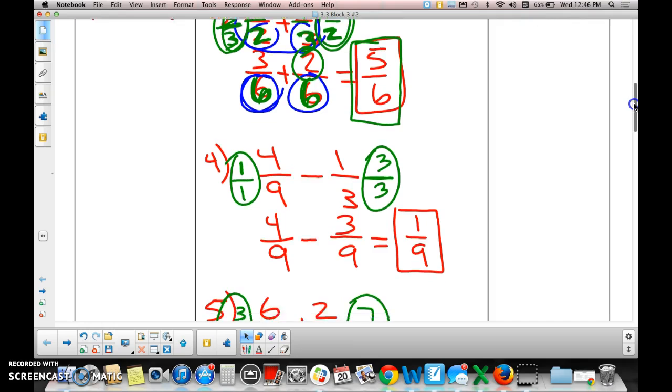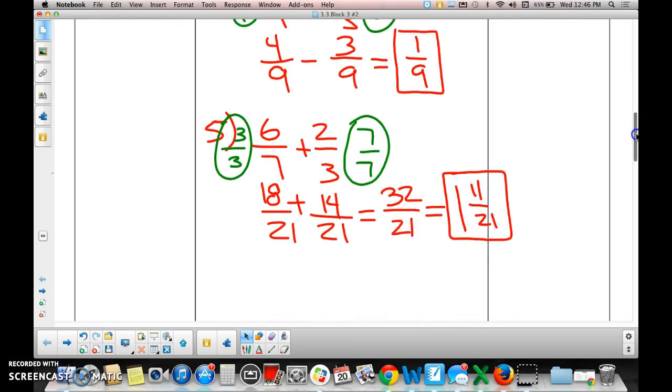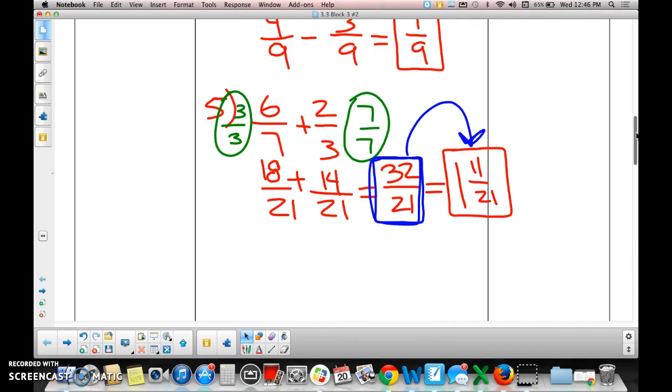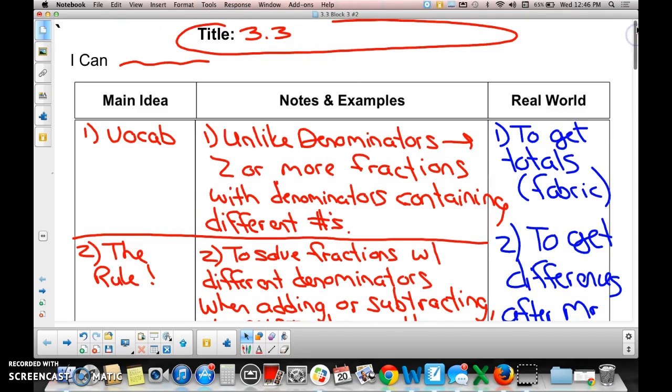And then last thing. If you have an improper fraction like this, can that be your final answer? No. You must change it to a mixed number. And then last thing, always, it starts with an R and ends in an educe. Always what? Always reduce.